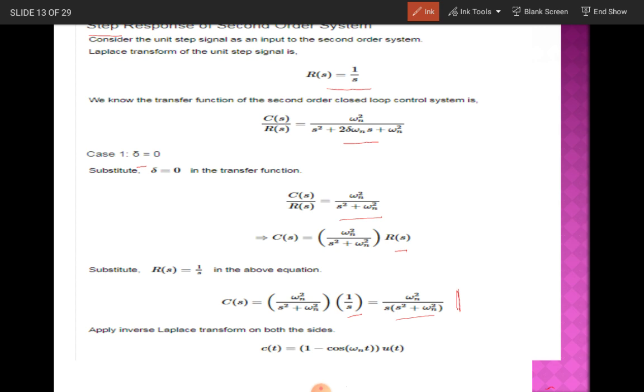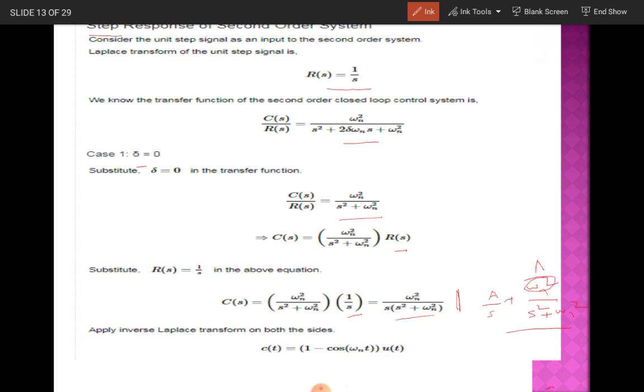Then the next step is to find the inverse Laplace transform. That is, we have to find out c(t), the output response with respect to time. For this case, you are all aware that taking the inverse Laplace transform, you can apply the partial fraction method. So this equation can be written as some a divided by s plus omega n square divided by s square plus omega n square.